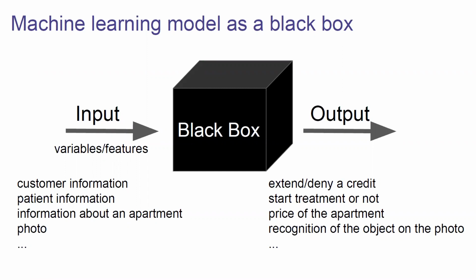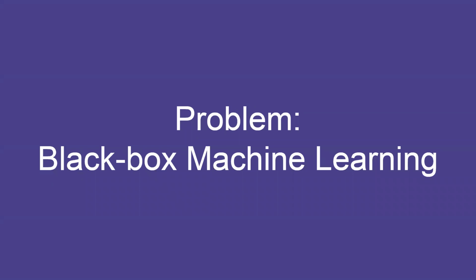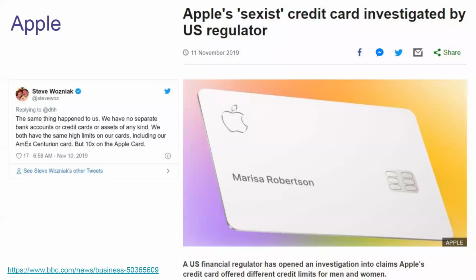And there is this problem. For many machine learning applications, we are using machine learning, but at the same time, we do not exactly know what's going on inside the algorithms. Ten days ago, there was a huge thing with Apple. It appeared that algorithms that were choosing the limit on the Apple Card were providing higher limits for men and lower for women.